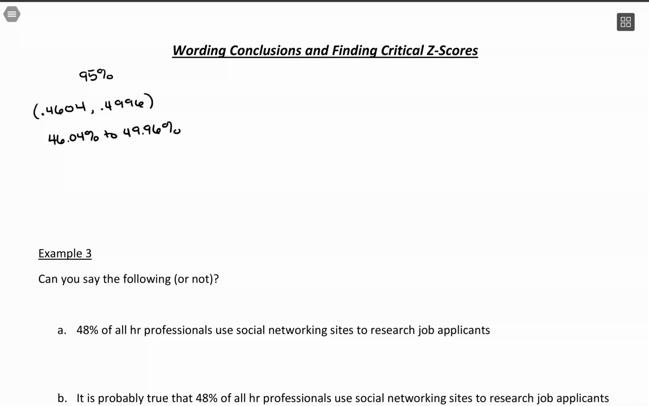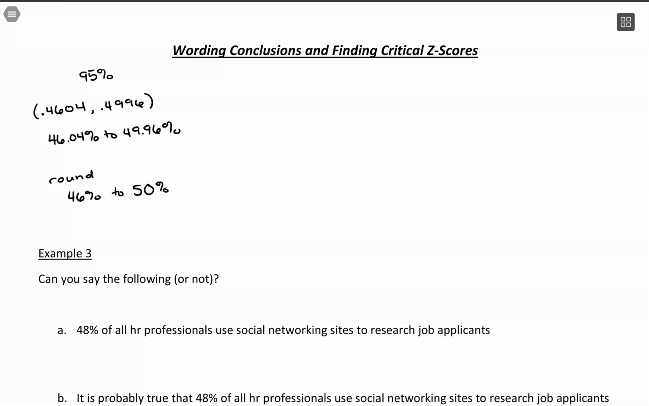What we're going to do in the wording below here is round that. So we're going to round to 46% to 50% for our wording below. Again, in terms of calculation, you should show all your work and include these values of your confidence interval. But then when you get to the sentence, if you want to round to whole numbers, that would be okay.